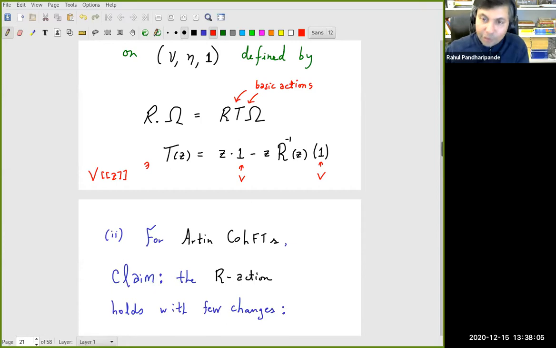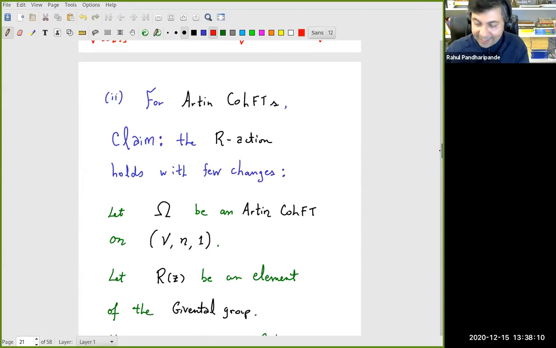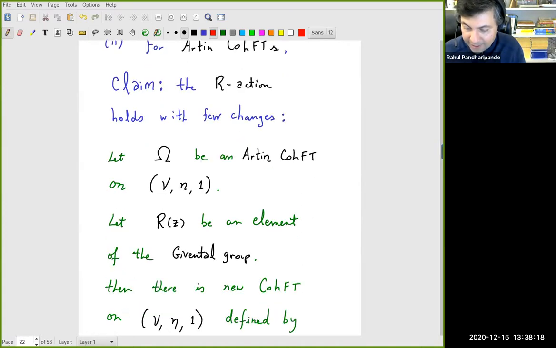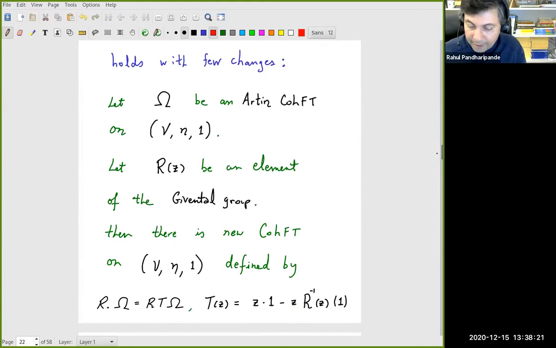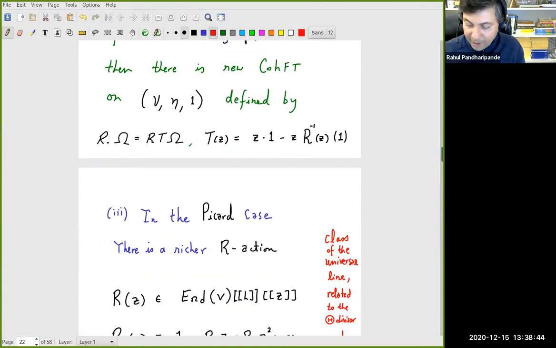But so on our movement, we go to Artin stacks, and the claim, which, as I said, I think is essentially in Teleman, maybe precisely in Teleman, is that the R action holds with very few changes. So if we have an Artin CohFT on this data, and I have an element of the Givental group, then there's a new Artin CohFT given by the same algebraic structure. And as I said, I'm not going to discuss this now. I'm going to discuss the whole thing in the Picard case because there's a few changes there.